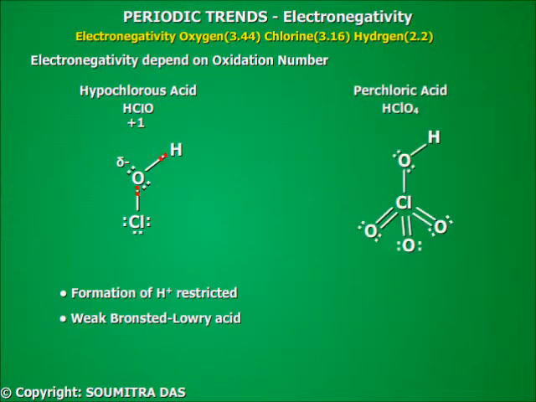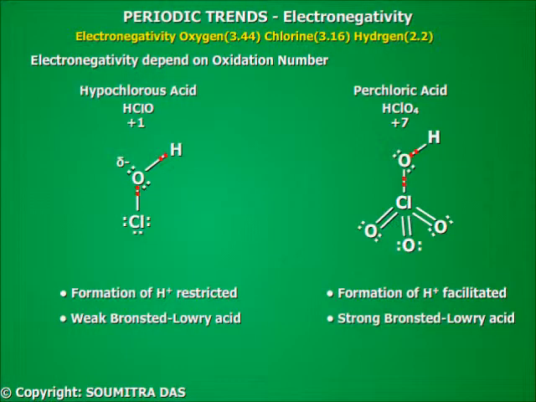See perchloric acid over here. The oxidation number of chlorine is +7. Therefore, it is more electronegative and the bonded electron pair is pulled towards chlorine. So, oxygen over here has no negative charge. Thus, the electronegativity of oxygen normally pulls this bonded electron pair towards itself and therefore facilitates the formation of H+ and is therefore a strong Bronsted-Lowry acid.